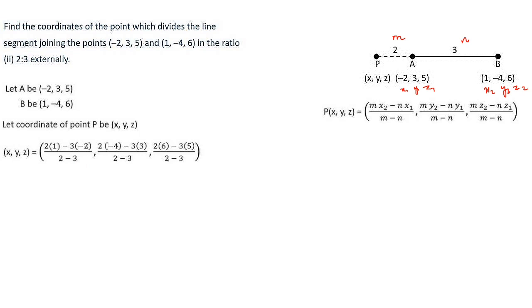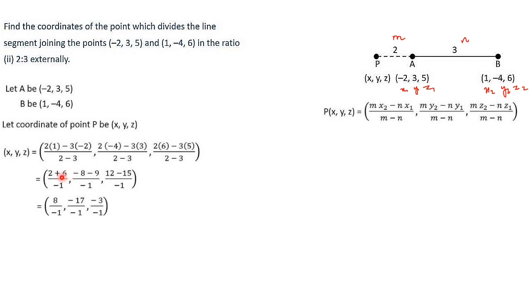Next is 2 into minus 4 minus 3 into 3. Then again from here, 2 into 6 minus 3 into 5, divided by 2 minus 3. Then the calculation: 2 into 1 is 2, minus into minus is plus, 3 into 2 is 6. Then 2 into 4 is 8, that is minus 8. Then minus 3 into 3 is 9. Then 2 into 6 is 12, minus 5 into 3 is 15. The denominator all through is 2 minus 3, that is minus 1.